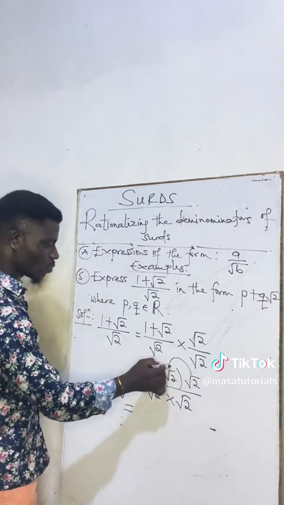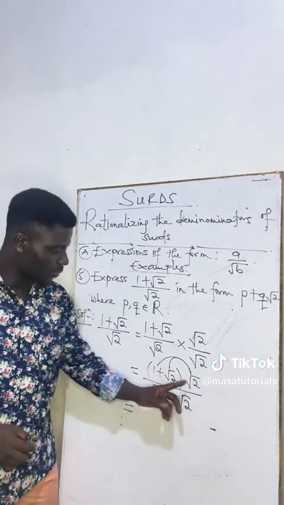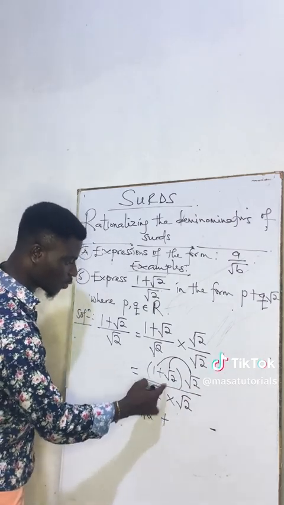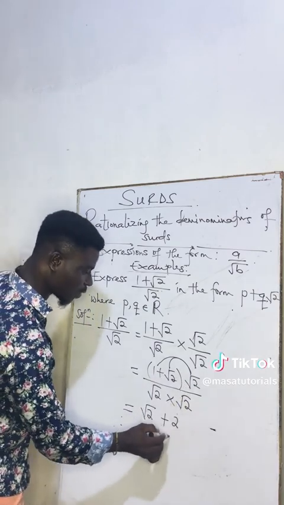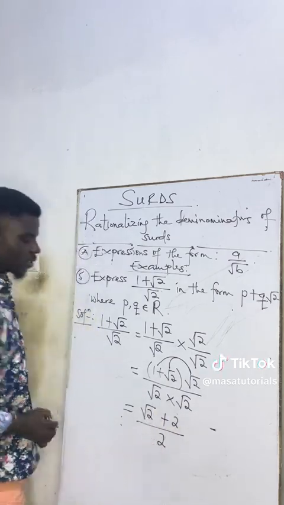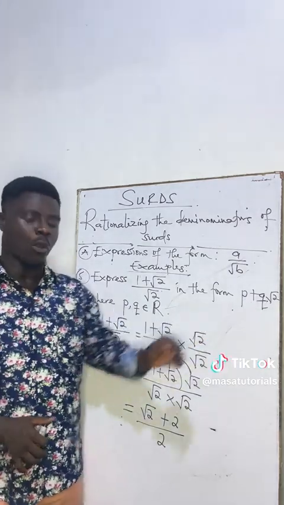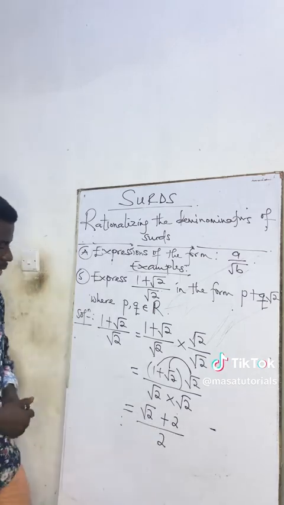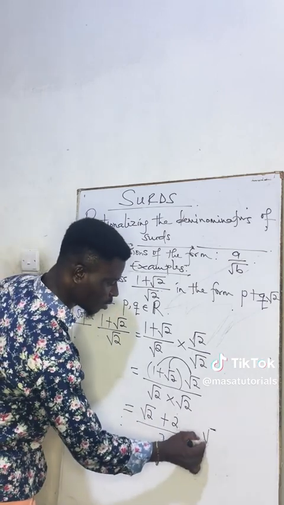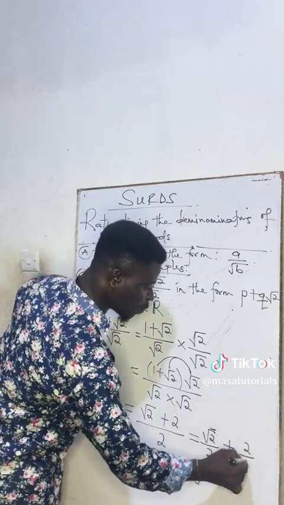Now this square root of 2 multiplies, and it also multiplies the 1. 1 times square root of 2 gives square root of 2. Then plus square root of 2 times square root of 2, which is 2. All over square root of 2 times square root of 2, which is 2. Now they say we should express it in this form, so we need to split this. This can also be written as square root of 2 over 2, then plus 2 over 2.